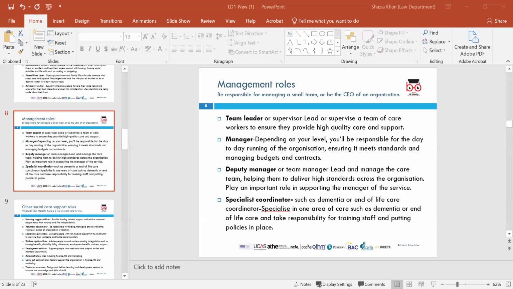So there are first line managers such as service managers or residential managers, and they work in the social care setting, including things like homes and supported living in the community, and they oversee the day-to-day running of the actual care service. Then we have deputy managers who, again, lead the care team, manage it and deliver it to a high standard.